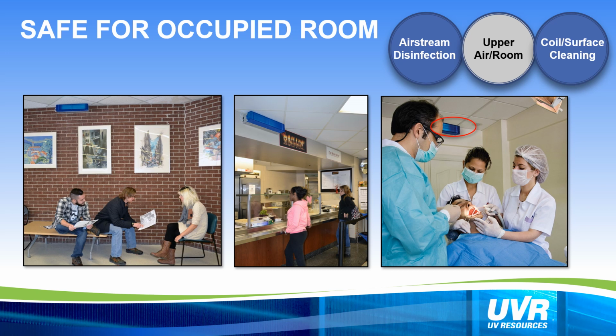So what you're seeing in these pictures is, on the left, a fixture in a classroom setting or in a common area. You're seeing one in a cafeteria, and on the right-hand side one in an operatory. So again, safe for the occupants down in the room. It's a collimated beam above their heads and below the ceiling.